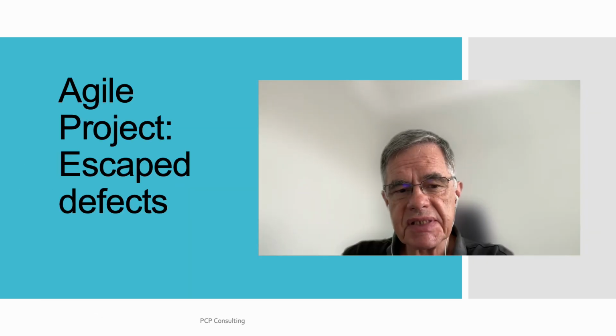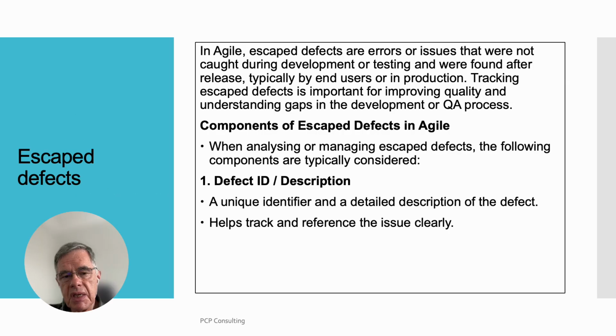Agile Project Escape Defect. In Agile, escape defects are errors or issues that were not caught during development or testing and were found after release, typically by end users or in production. Tracking escape defects is important for improving quality and understanding gaps in the development or QA process.